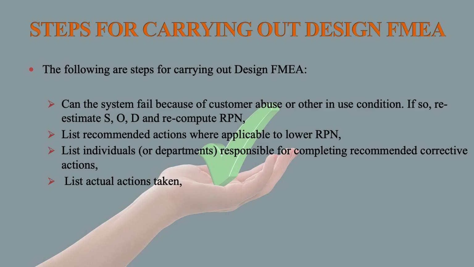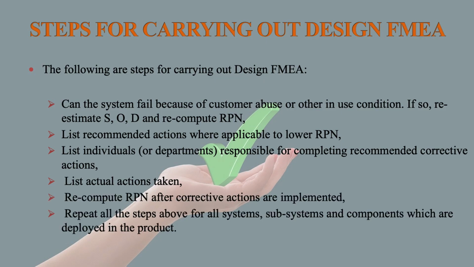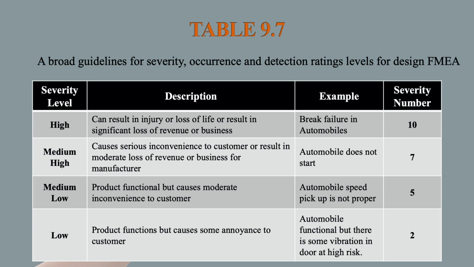List actual actions taken, recompute RPN after corrective actions are implemented, repeat all the steps above for all systems, subsystems and components which are deployed in the product. So these are the various steps for carrying out design FMEA. Suppose broad guidelines for severity, occurrence and detection rating levels for design FMEA are as shown in table 9.7. It is also given in the unit.